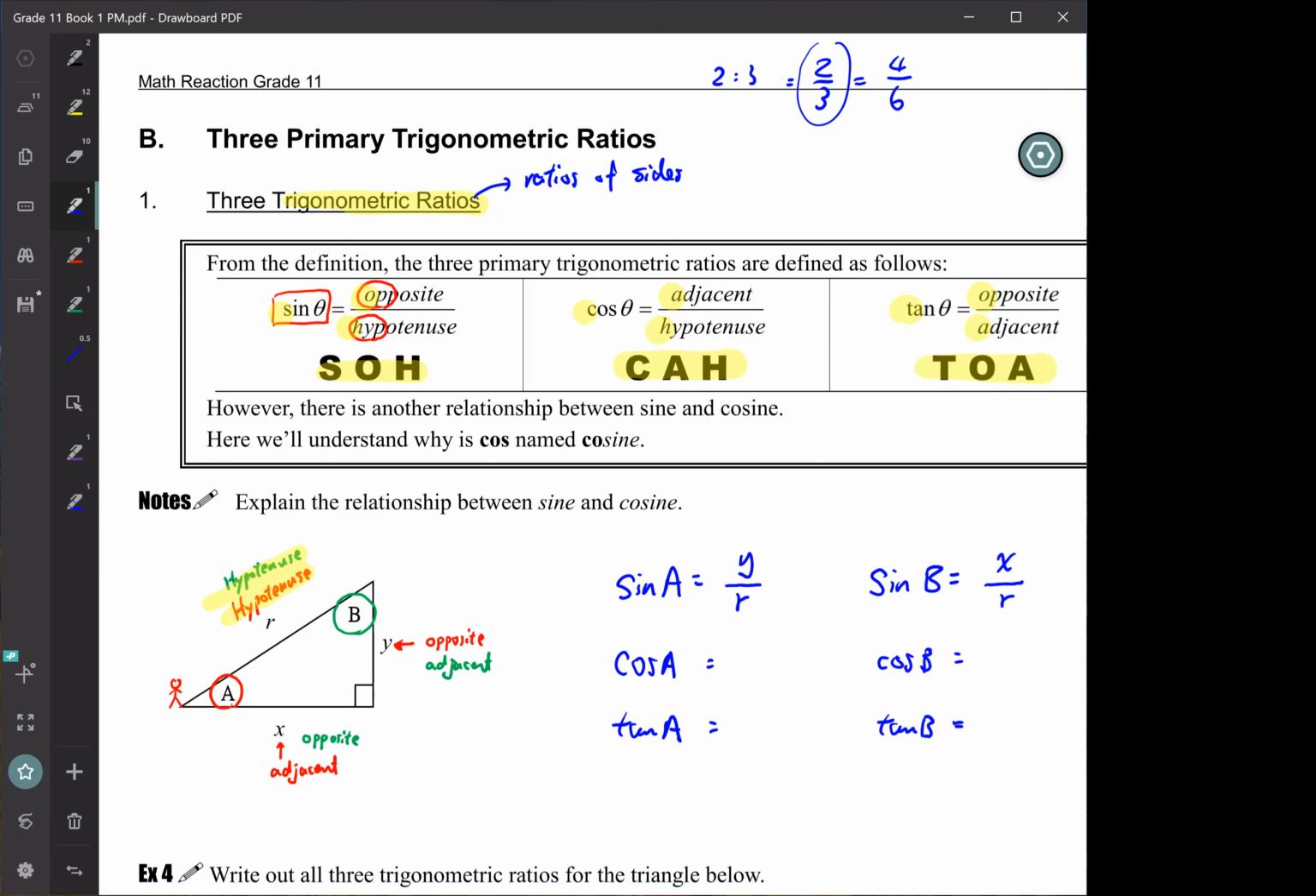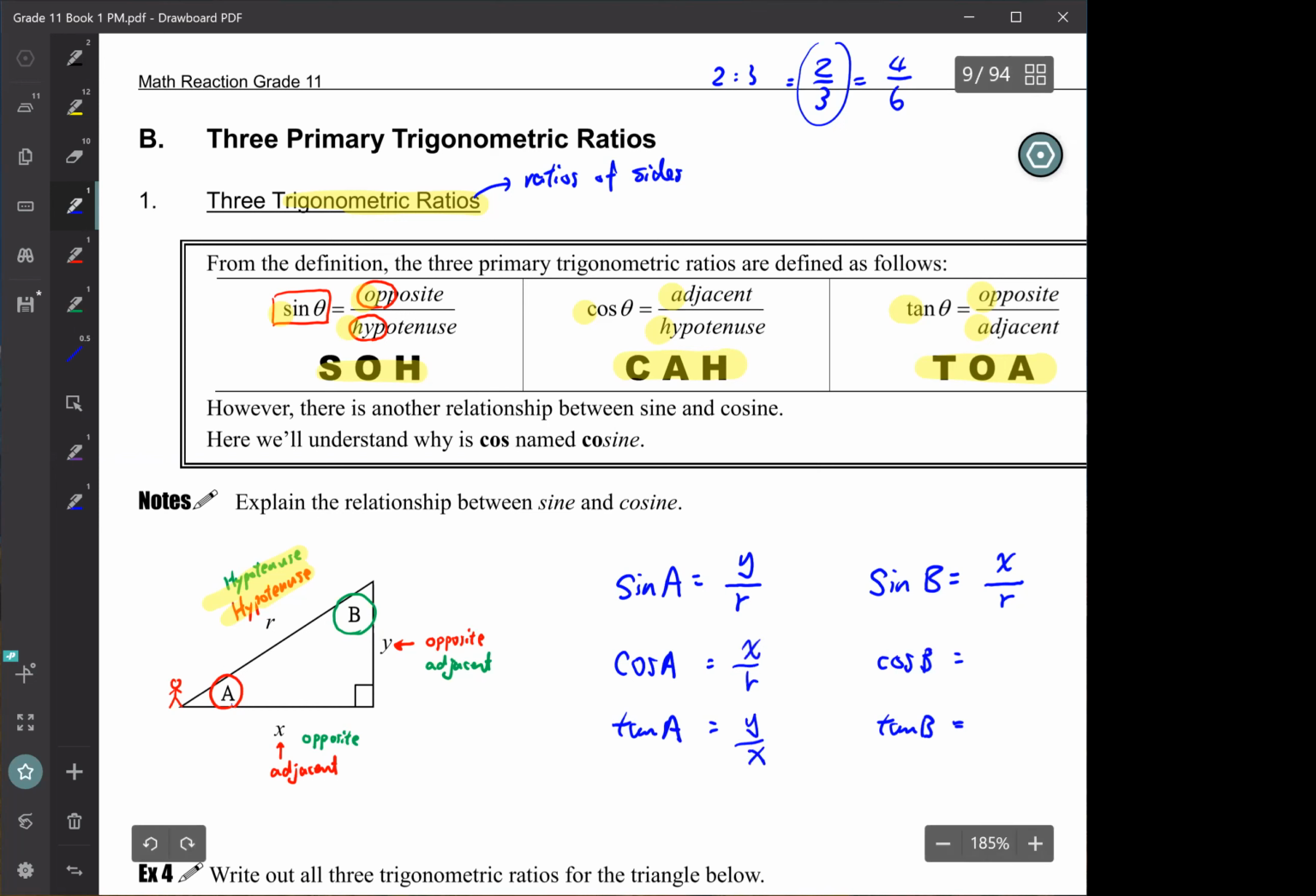Okay, let's start from the angle A first. Okay, Jenny, what's cosine A? I got x over r. Okay, thank you. Elaine, what's tangent A? I got y over x.